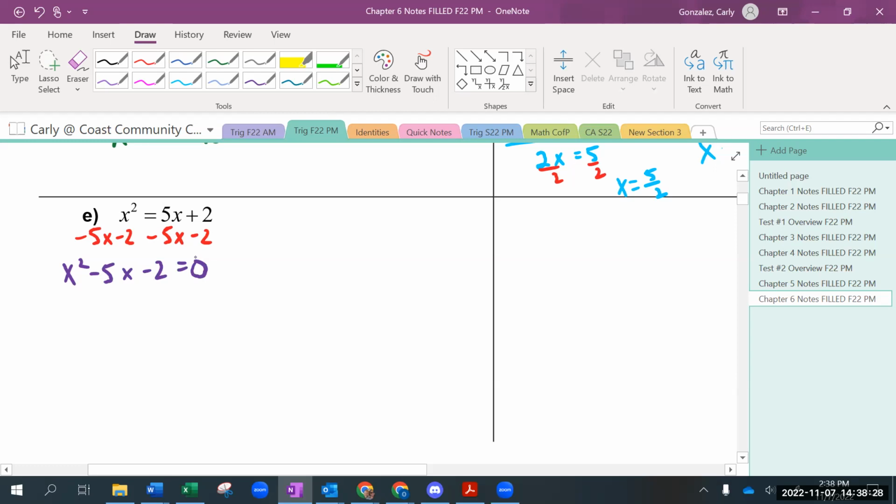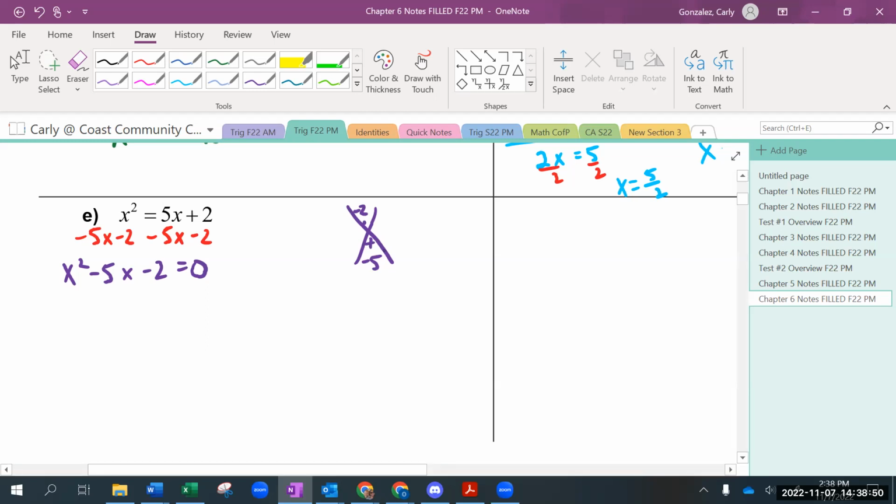So the first thing we want to do is see if we can factor this. So it multiplies to negative 2 and adds to negative 5. So we can try 1 and 2 with one of them being negative, but those are not going to add or subtract to negative 5.